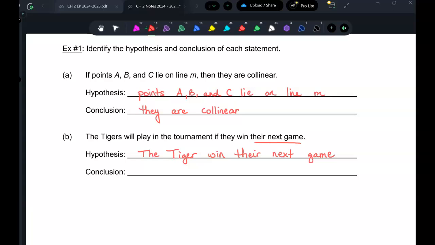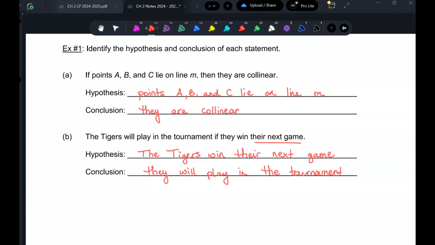So in the hypothesis, we want to be very specific. Not just "the Tigers." We want to be specific as to what we are referring to. We're talking about the Tigers. What's the condition? They have to win their next game. So now what's the conclusion? Mia? Yeah. They'll play in the tournament. They will play in the tournament. So every once in a while, you have to pay attention to the way things are phrased. It might be backwards.